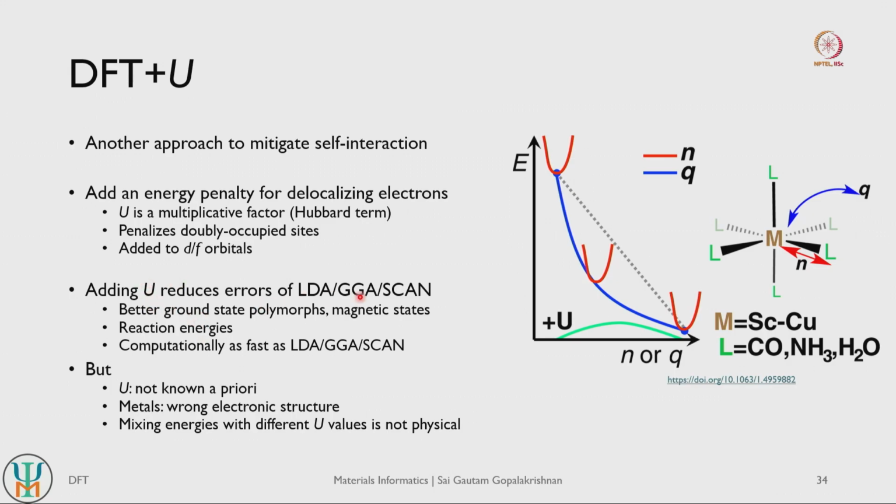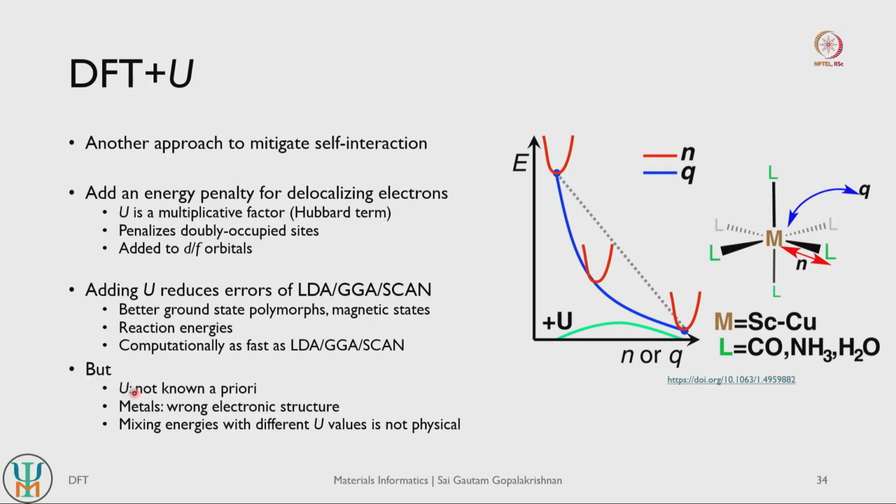Adding U does reduce errors of your semi-local functionals, so LDA, GGA and SCAN. It does lead to better ground state polymorphs, leads to better magnetic states, also improves reaction energies, and it is computationally as fast. So it does not increase the computational complexity the way hybrid functionals do. It is the same computational cost as your semi-local functionals, but there are some drawbacks as well.